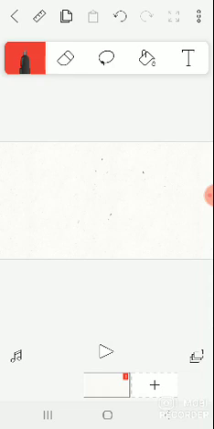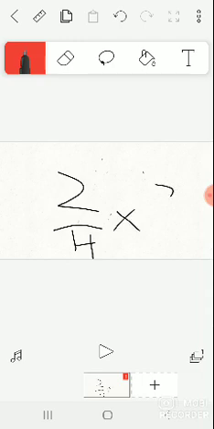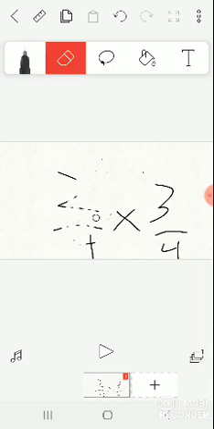So let's try something a little bit harder. 2 on 4 times 3 on 4. What should our answer be? Now, keep those numbers in your head, and we'll see what that gets us.